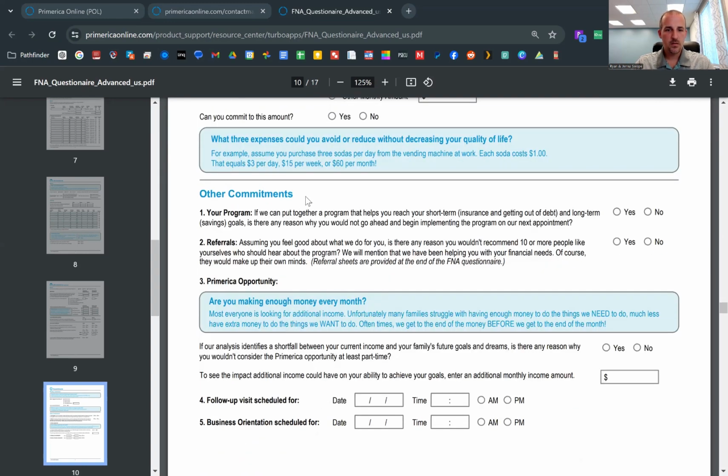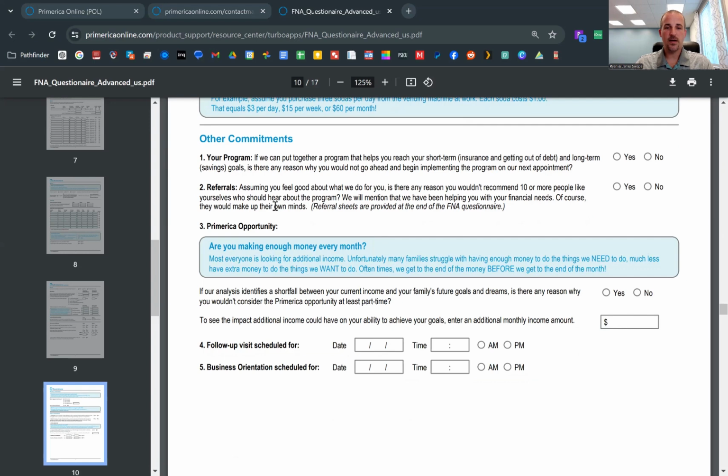All right, and then there's other tips here, different things you can say, examples you can use, analogies you can use. But another tie down, another commitment, is basically what we said before: if you could put together a program that helps you reach your short-term and long-term goals, is there any reason why you wouldn't go ahead and implement it? So if you didn't ask that on the last page, you can ask it now. And then referrals. We're going to have a whole training on getting referrals.